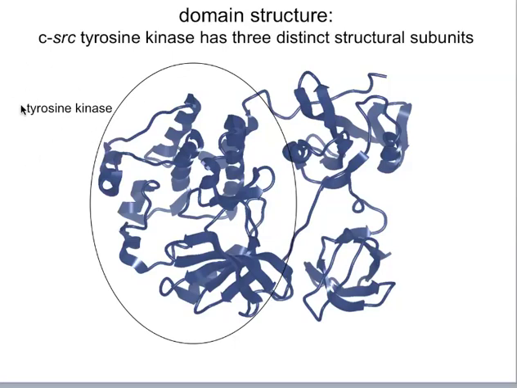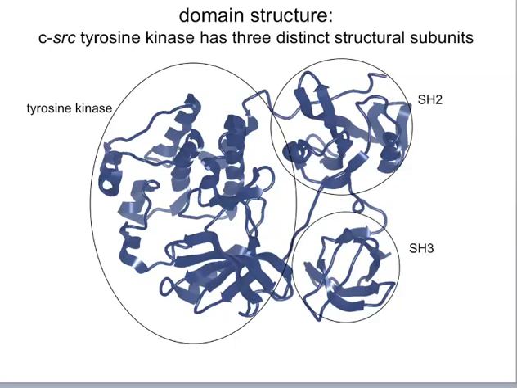In this case, it adds a phosphate to the hydroxyl of tyrosines. But in addition to the tyrosine kinase, the enzyme portion of the molecule, there is an SH2 domain and an SH3 domain, and both of these are protein-protein interaction domains. So, three distinct structural subunits.